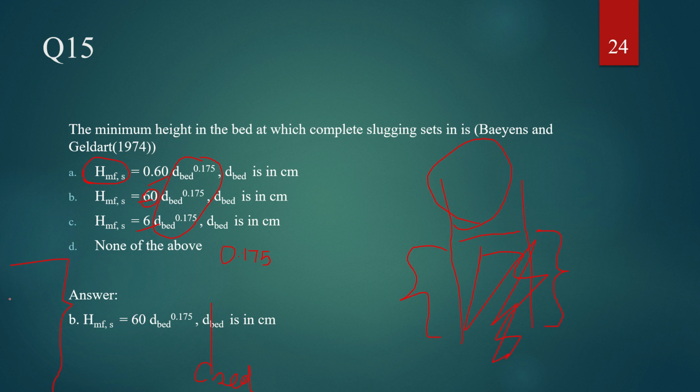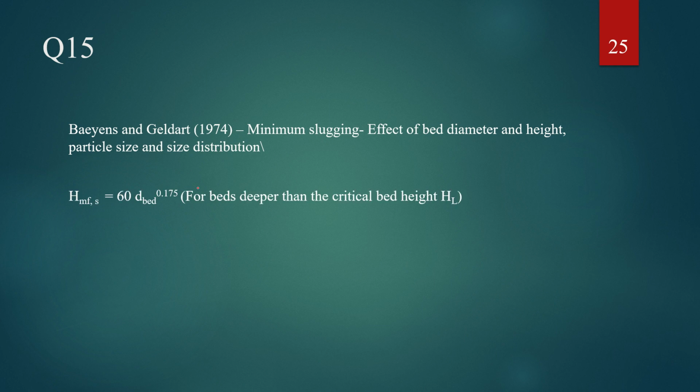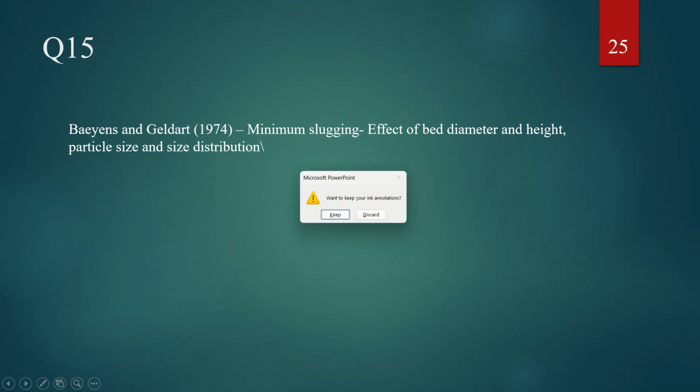So the answer is option B. As we said, it is 60 D bed to the power 0.175. In Baeyens and Geldart's minimum slugging study, the effect of bed diameter and height, particle size and size distribution was studied for beds deeper than the critical bed height. So yes, this is what we have seen also.